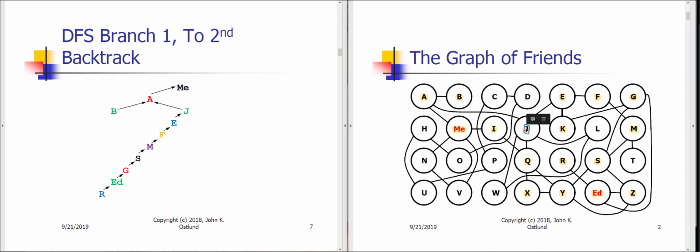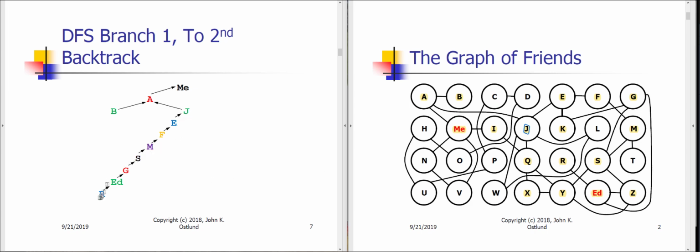And so we visited J, and that led to a quite long branch in our tree. From J, we went to E, then to F, then to M, then to S, then to G, then to Ed, and then to R. And when we got to R, we had to backtrack again.